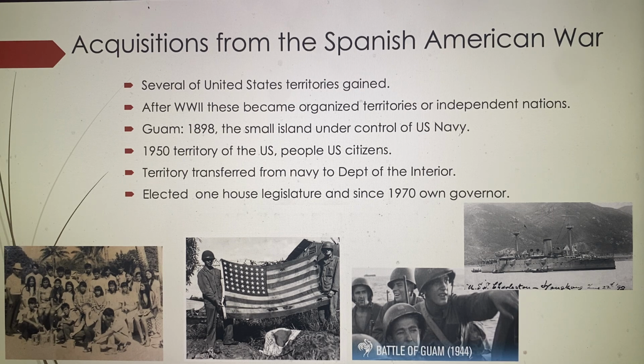Guam, now being able to be citizens of the United States, flourished. The territory transferred from the Navy to the Department of the Interior, and they even elected a one-house legislature. And since 1970, they have their own governor. So here we have some pictures of Guam. Remember, Guam was actually a center of World War II, and Japan had attacked Guam, and our Navy had been situated there and took Guam back.